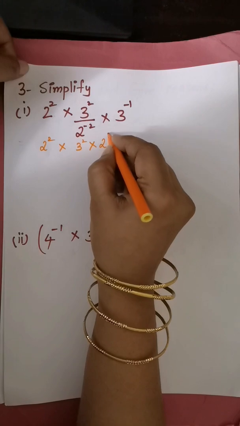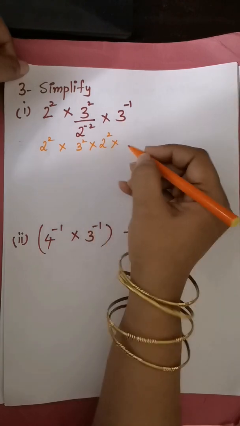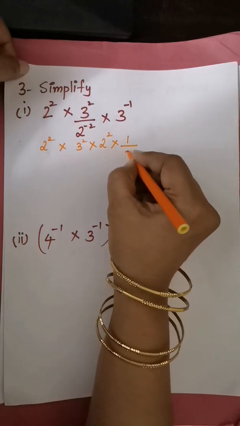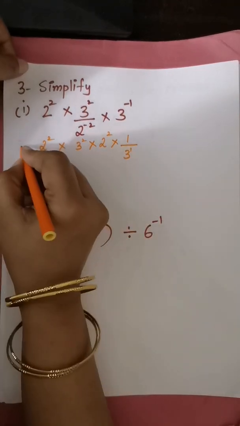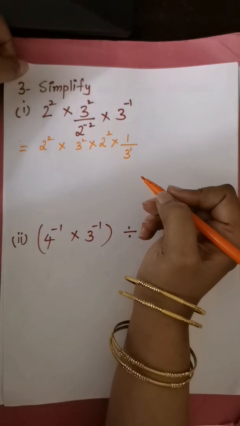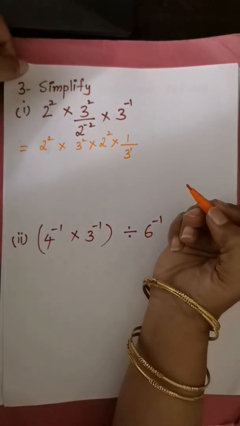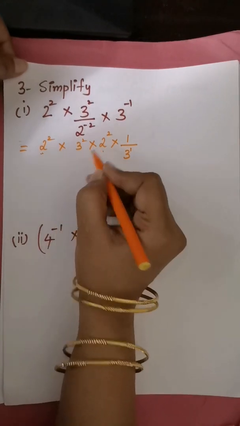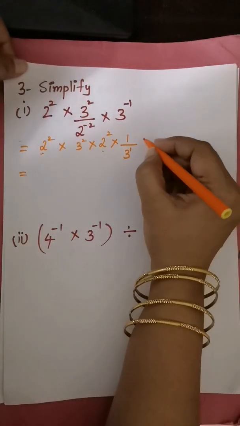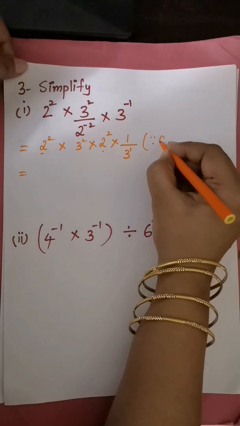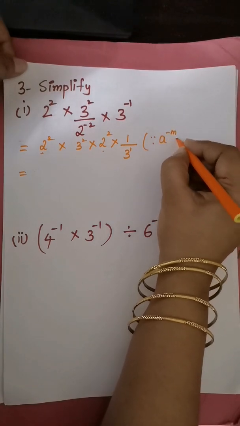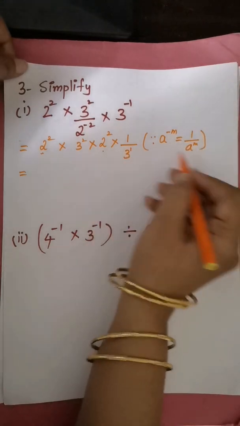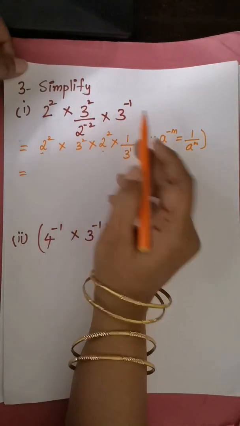Okay, 2 to the power of 2. And what about this? This will come down, so it will be 1 by 3 to the power of 1. Okay, 3 to the power of 1 is nothing but 3 only. Yes, so now here two bases are same. So here what we have applied, which law we have applied? A to the power of minus m is equal to 1 by a to the power of m. Here we have applied this law here and here.